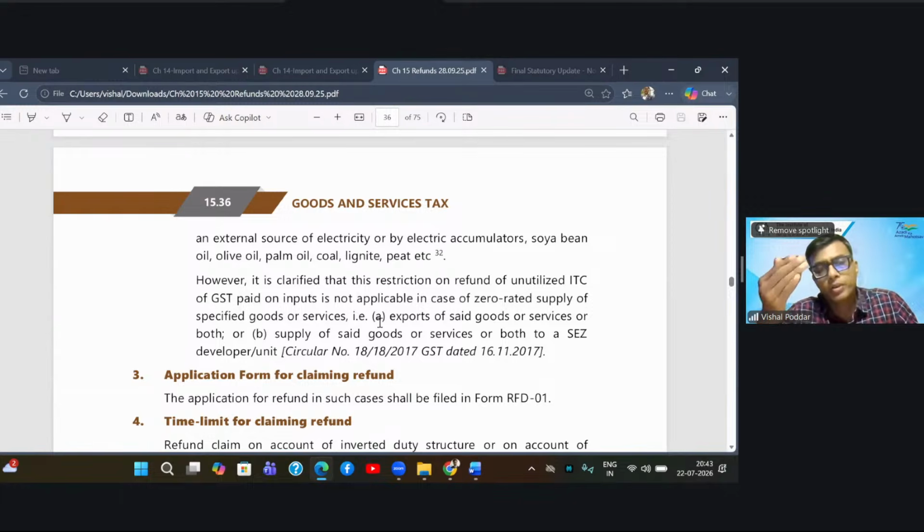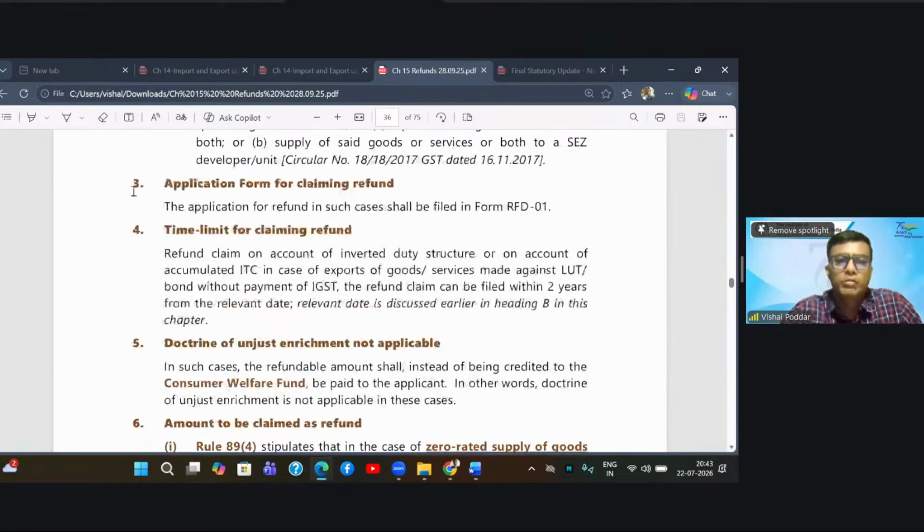So the above restriction is only when you are trying to claim refund of domestic supplies which are under inverted duty structure. If you do export the above supplies, refund will be eligible. So refund is only restricted for IDS, not for zero rated.